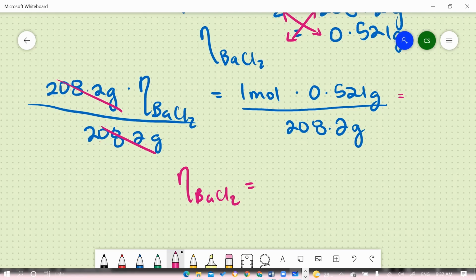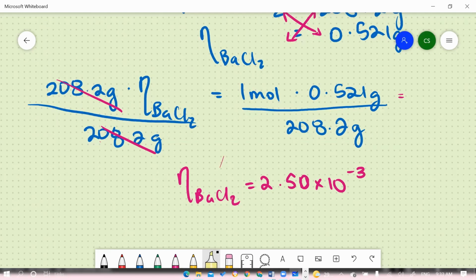It's in scientific notation. Yeah, you need to give it to me in scientific notation. It's going to be 2.50 times 10 to the negative 3. All right, great. So we know that.